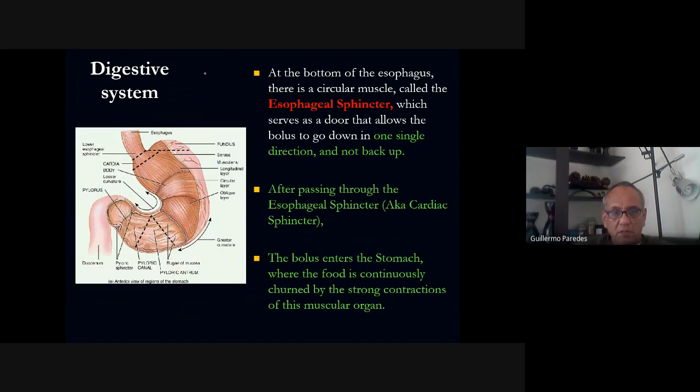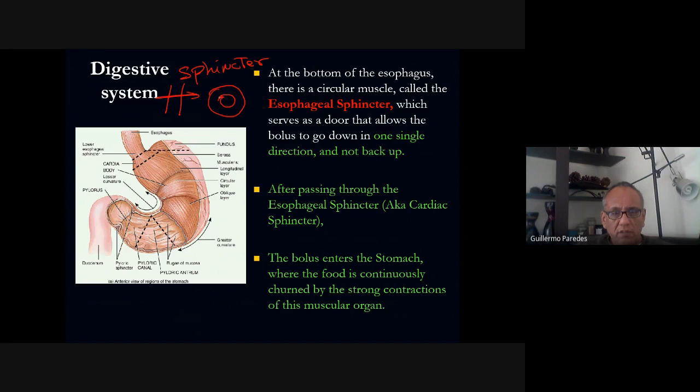The sphincters. We have 1, 2, 3, 4 sphincters. But okay, let's go step by step. Sphincters. What is a sphincter? A sphincter is, if you have a tube here, the gastrointestinal tract, I'm going to make a cross-sectional cut here, and I'm going to see this.